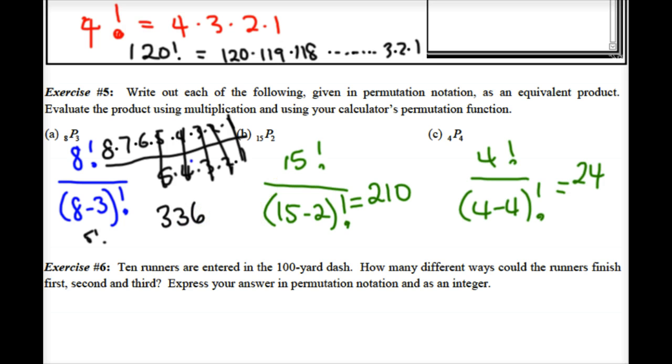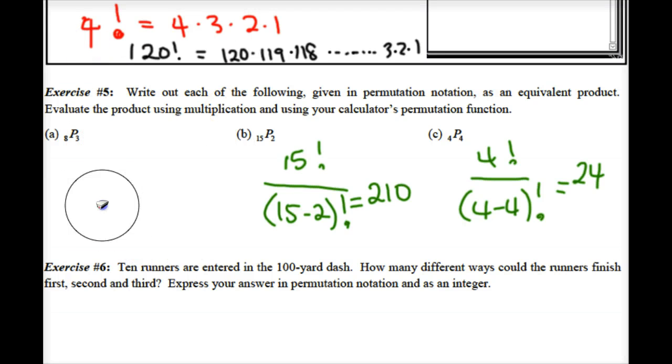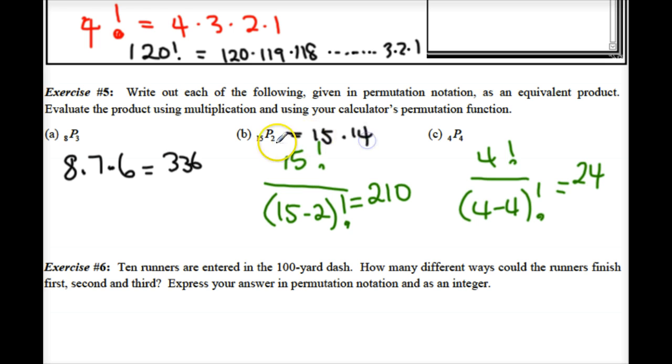So this goes into what we were saying. Whenever you see something that looks like this, 8P3, it means you're starting at 8, but you're only choosing 3, you're making 3 choices. So that's how we ended up with 8 times 7 times 6, which will give us the same 336. So for this one, I could have just done 15 times 14. I'm only going 2 spaces. Here, I can do 4 times 3 times 2 times 1, because I'm doing 4 choices.